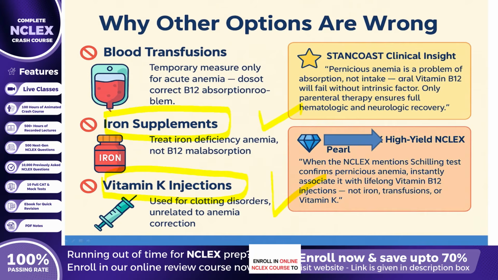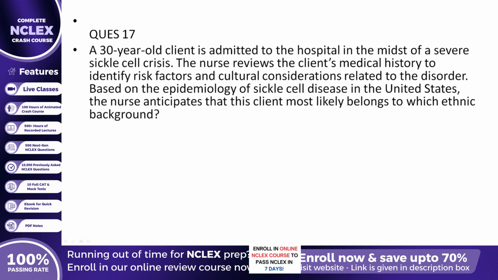hematologic recovery. And to conclude this teaching point, Stand Coast high-yield NCLEX Pearl. Whenever the NCLEX question mentions that the Schilling test confirms pernicious anemia, immediately associate it with lifelong vitamin B12 injections. Do not be misled by options such as iron therapy, transfusions, or vitamin K. Focus on cyanocobalamin administration and reinforce client teaching about the importance of lifelong compliance and periodic follow-up to maintain stability and prevent relapse.